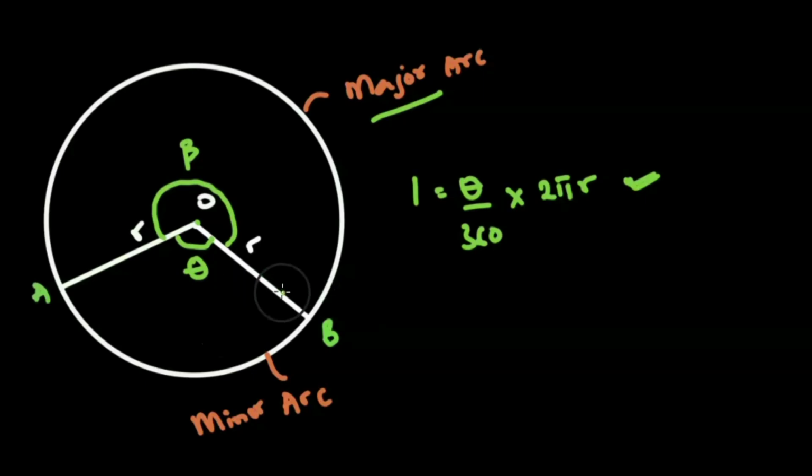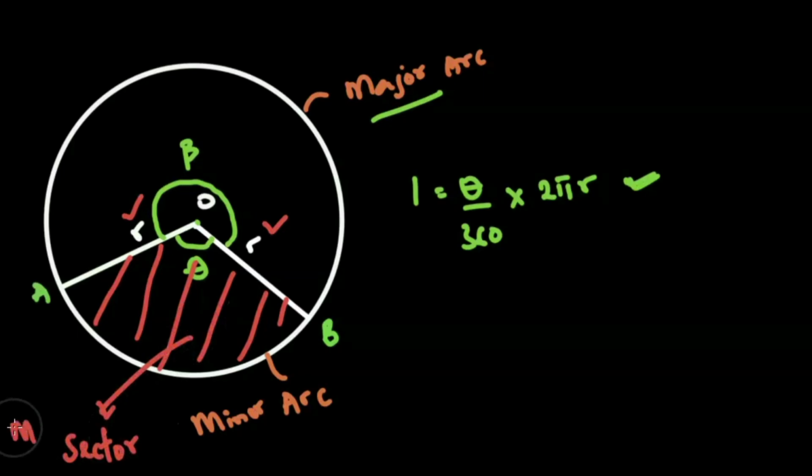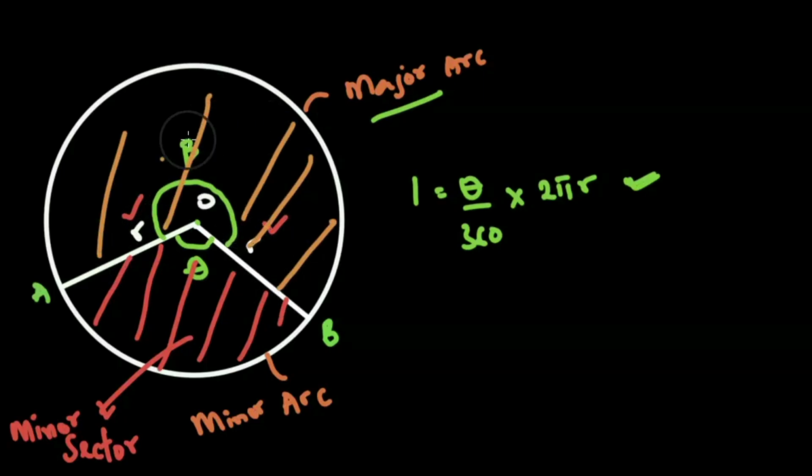Now, how do we define a sector? A sector is a region bounded by two radii and an arc. So if this is radius 1, this is radius 2, and this is the arc, this region that is bound by the two radii and an arc is known as the sector. And this is the minor sector. This region right here, bound by these two radii and the major arc, is the major sector.